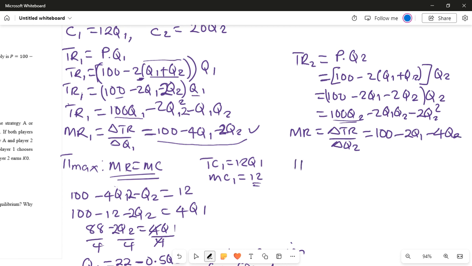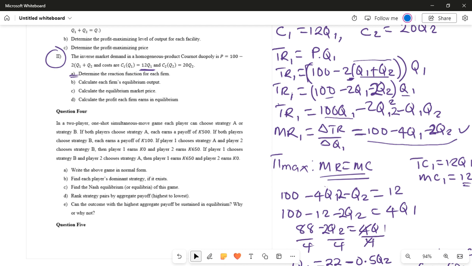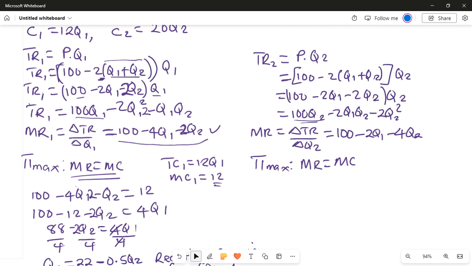Okay, so we know that profit is maximized at a point where marginal revenue is exactly equal to marginal cost, right? Now in the question we've been told that total cost for Firm 2 is 20 Q2. Since total cost is 20 Q2, from here we should get the marginal cost, so that we can put it there. So marginal cost of Firm 2 is just going to give us a 20.